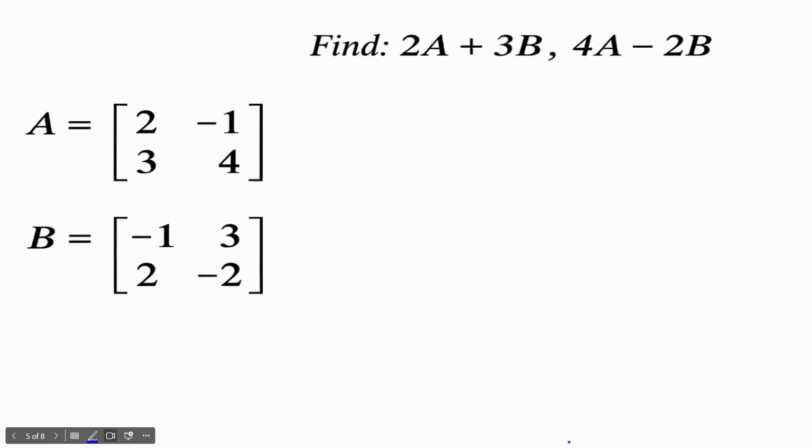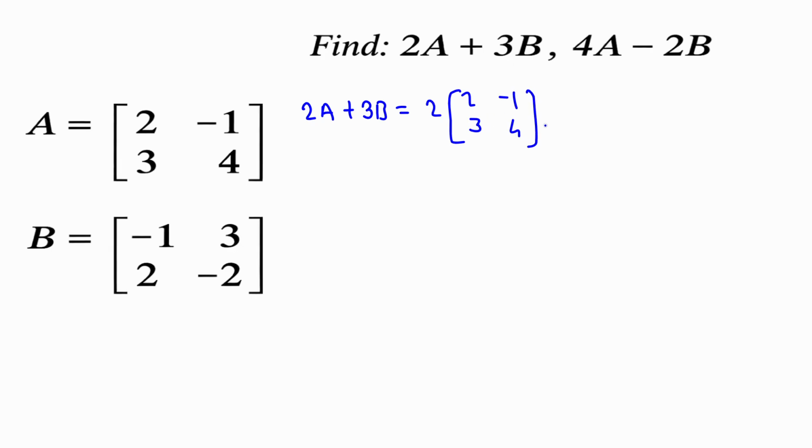Sometimes they will ask you addition and subtraction questions in this form also, like find the 2A plus 3B matrix. What we have to find? We have to find the 2A plus 3B matrix. So what I'm doing, 2 I'm keeping outside. The A matrix we have is 2, minus 1, 3, 4, plus 3B. So 3 into the B matrix we have minus 1, 3, 2 and minus 2. Okay, I put here the values of A and B.